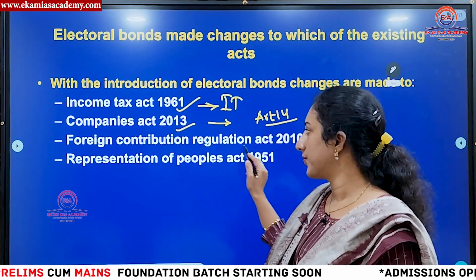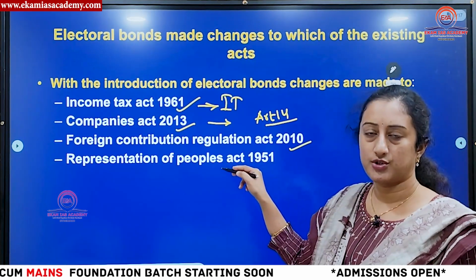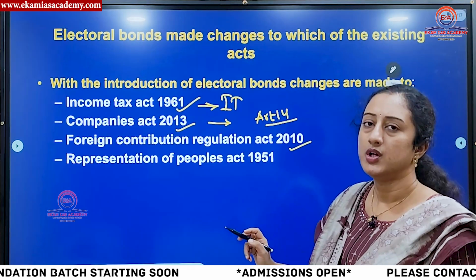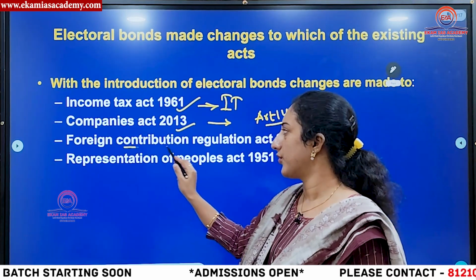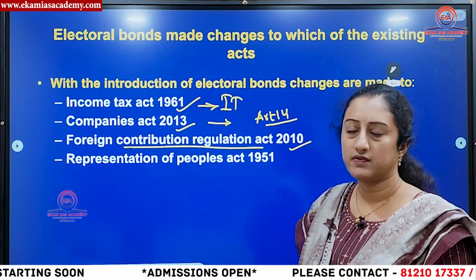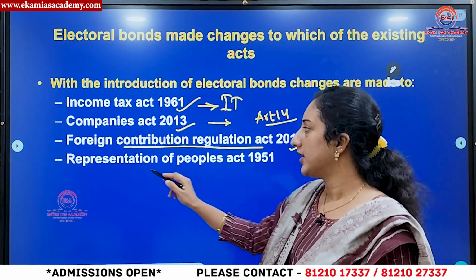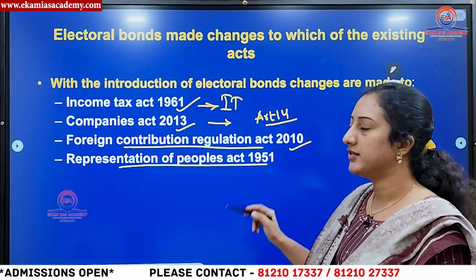Then the Foreign Contribution Regulation Act. As I told you, foreigners also are allowed to contribute to the political parties through this electoral bond purchase. So in this way the Foreign Contribution Regulation Act 2010 was also coming into the picture, and even NGOs can contribute. Then the Representation of Peoples Act 1951.